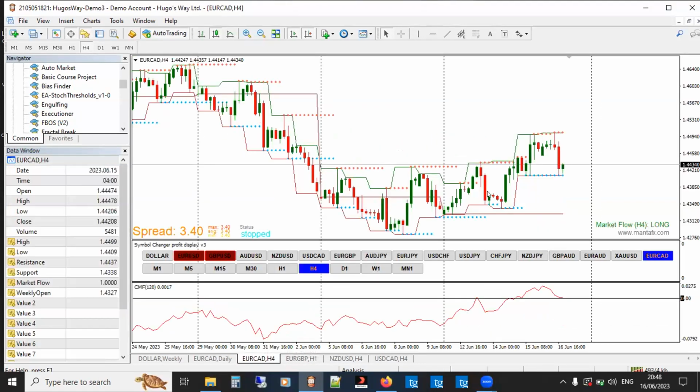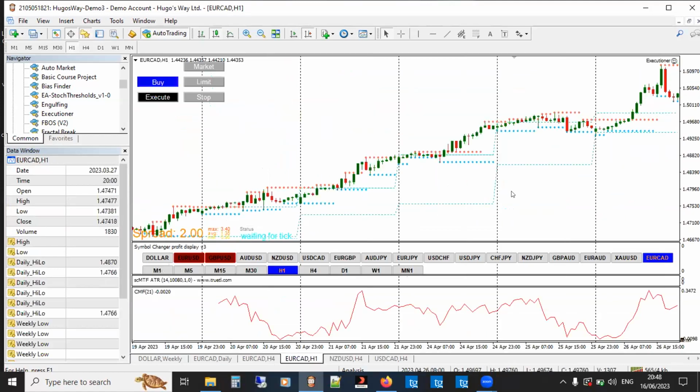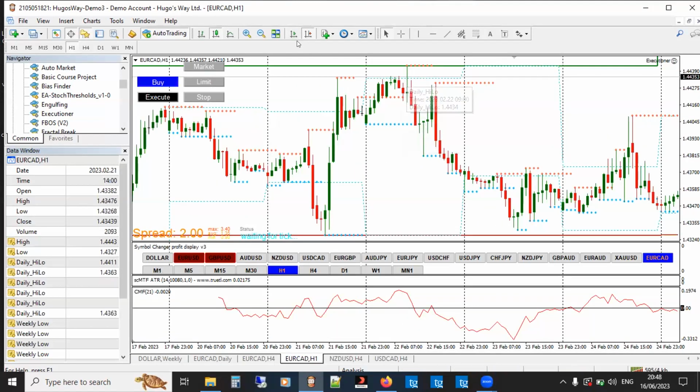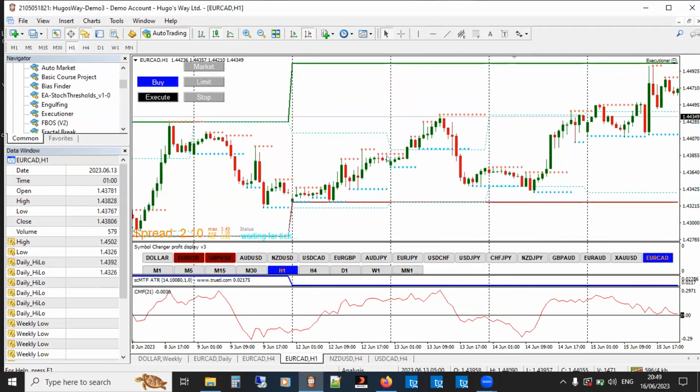EuroCard. Right, so this was the fractal within the week. So once they went above that fractal, we are looking for opportunities to sell. So we would have gone to H1 on EuroCard. And this was basically what played out.